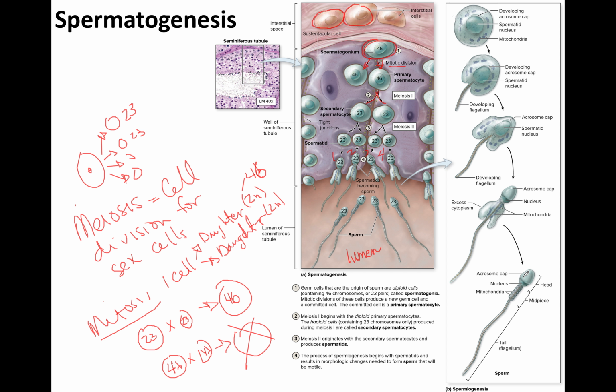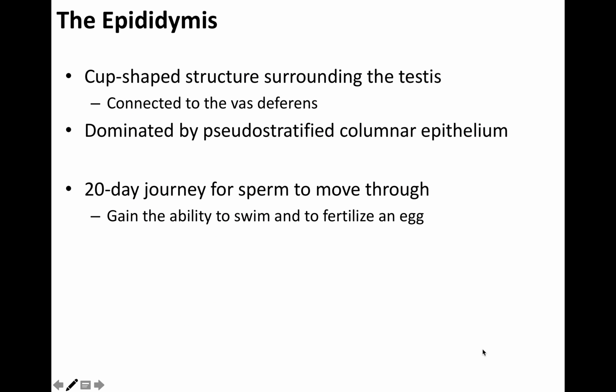This is called the acrosome. It's going to contain enzymes to help the sperm break through the surrounding barrier of the egg. So the epididymis. The epididymis is the cup-shaped portion that is going to surround the testes. So this cup-shaped portion you guys saw in lab, okay, this is going to be the epididymis right here. It's going to have pseudostratified columnar cells in it. Essentially, that is going to help allow for sperm to move through very easily.